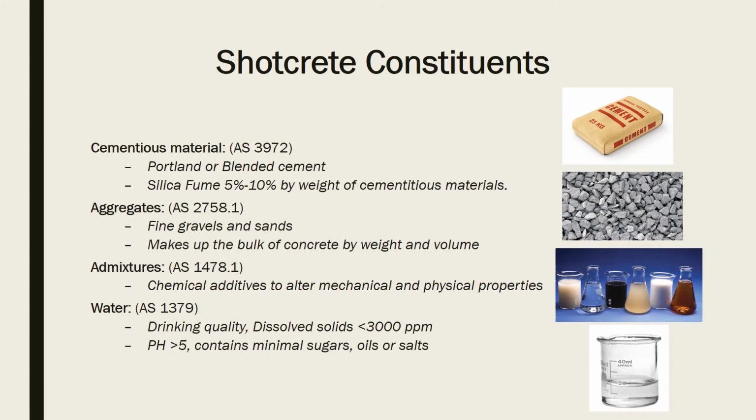Shotcrete consists of cementitious material such as Portland or blended cement and silica fume in ratios of 5 to 15% by weight. Fine aggregates less than 5 mm consist of gravel and sands, which make up the majority of both mass and volume. Admixtures are chemical additives which alter mechanical and physical properties. Water is ideally of drinking quality, free of dissolved solids with a pH greater than 5. Other sources can be used if necessary.